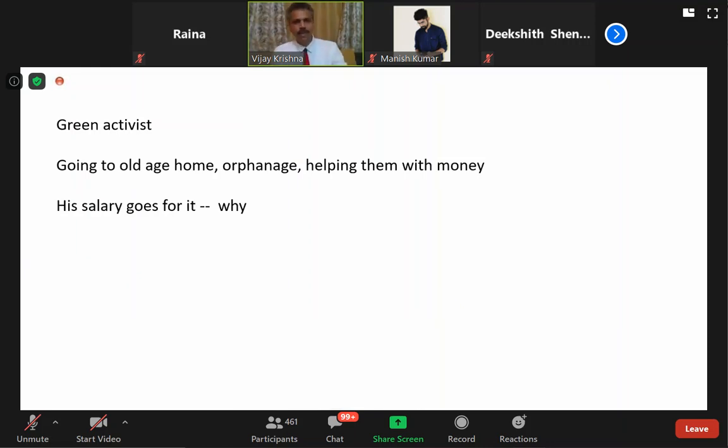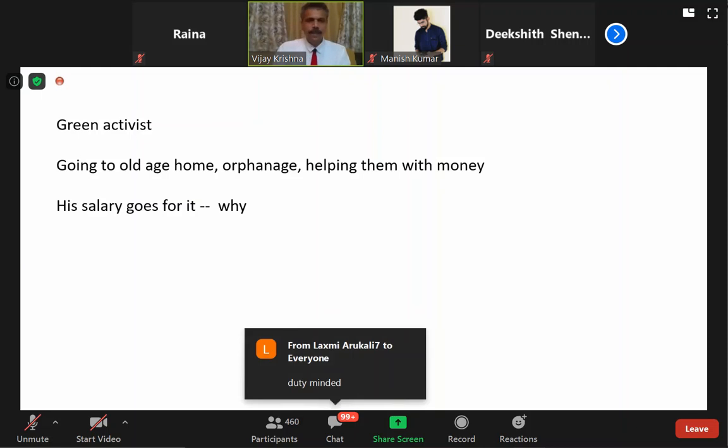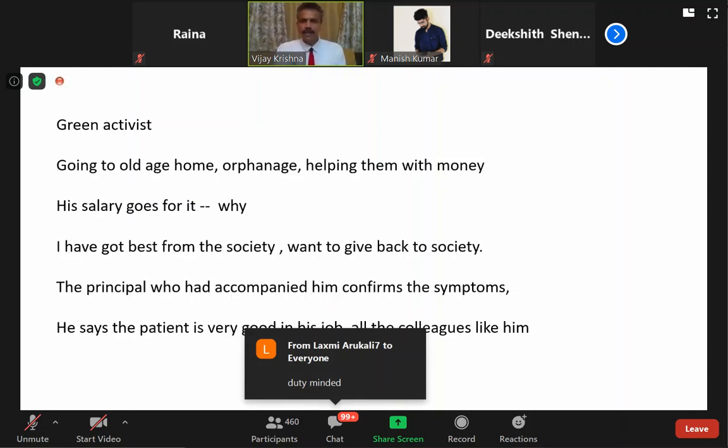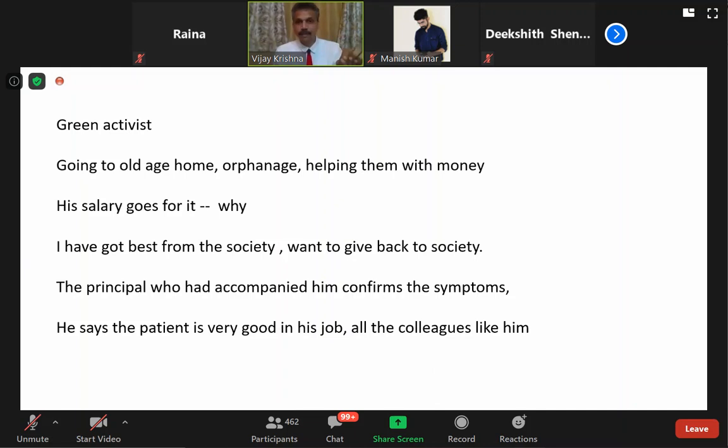He goes to an old age home. He likes helping. The majority of his salary goes into helping. And when I asked him why, mind you, always asking why in the right areas is very important. He said, I have got the best from the society and I want to give back to the society. He's a politician's son.